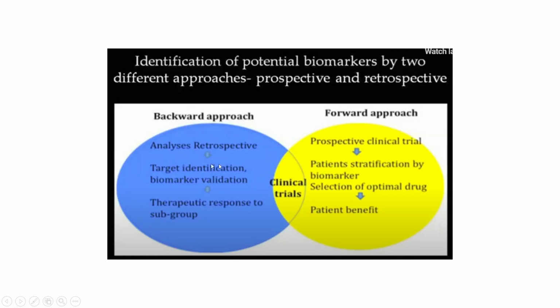In the retrospective analysis, you will identify the target, the biomarker, and then that will be used for therapeutic responses in subgroups accordingly. But in terms of prospective, there will be a forward approach. This is also called prospective. In the clinical trials, whatever results they are giving, patient stratification will be done, indicating they will be divided like the healthy ones, the early stage ones, the later stage ones, and then given a specific drug concentration to check whether a patient is benefiting from it or not. Accordingly, you can do the analysis of that.